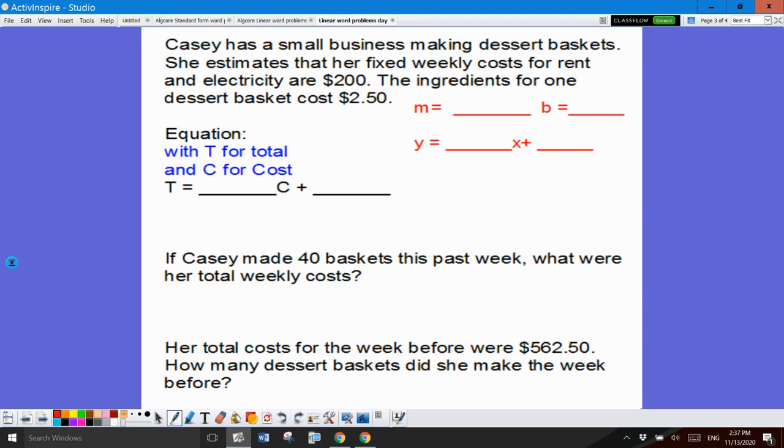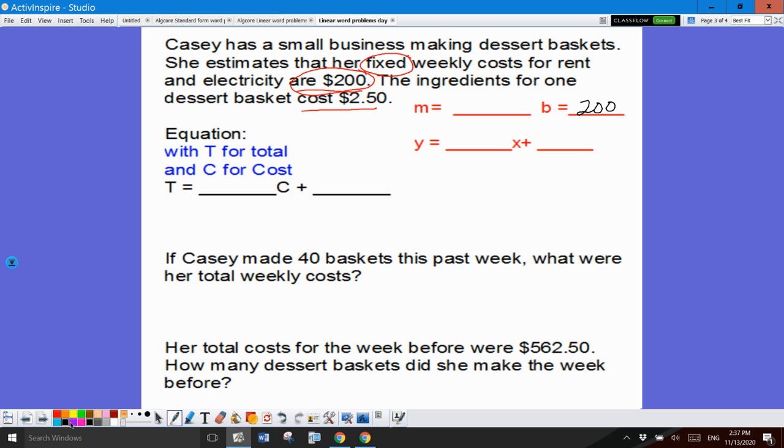So let's see. We've got two numbers. We've got this 2.50 and we've got this 200. Well, I see this word that says fixed. So fixed means it's going to happen once. So this 200 has to be my constant. So that means my B is 200.